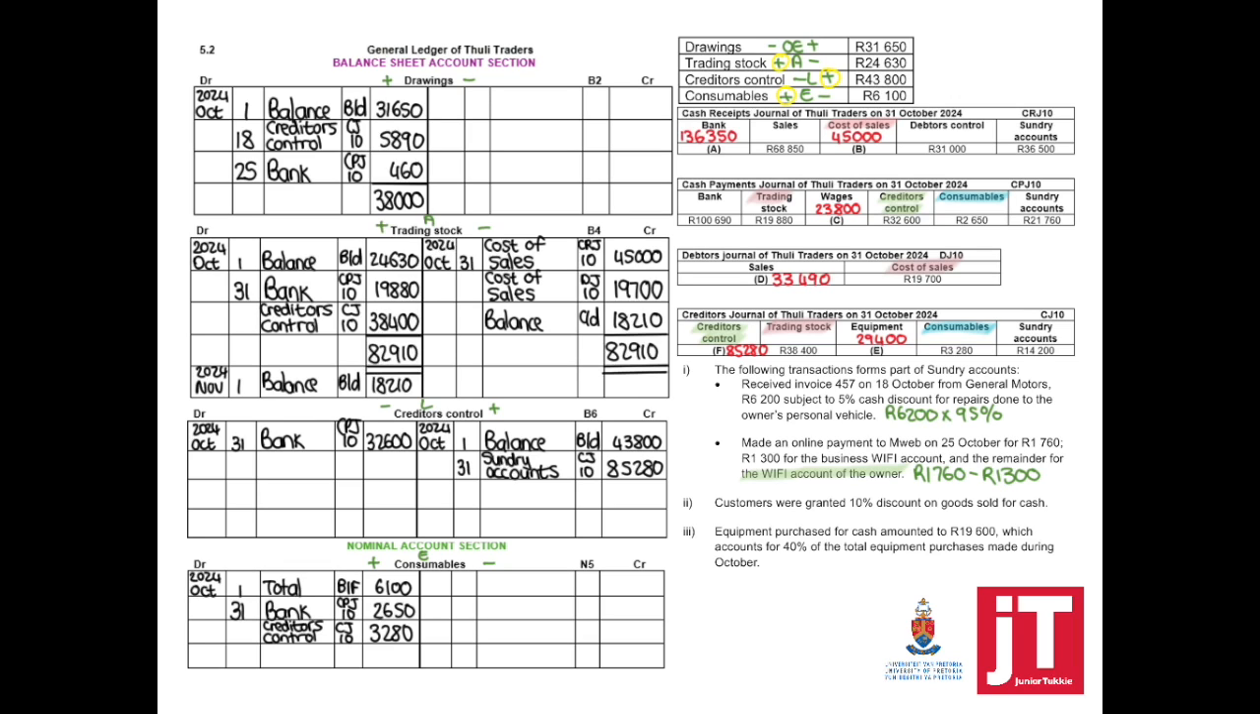Creditors control is now the opposite. We start by adding up the credit side. The credit side must be equal to the debit side, and the difference is my balance carried down, means balance brought down on the 1st of November 2024. With consumables, there was nothing on the credit side, so we are just going to total that.